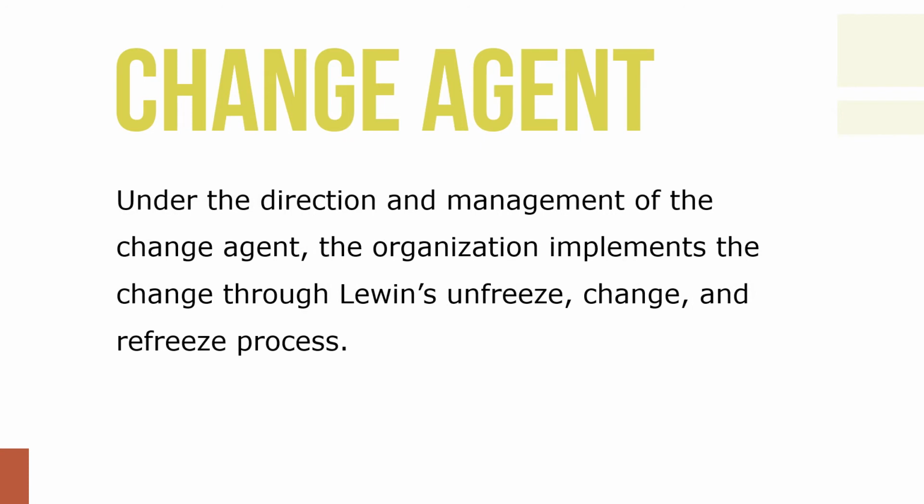An internal change agent is likely to know the organization's people, tasks, and political situations, which may be helpful in interpreting data and in understanding the system. But an insider may also be too close to the situation to view it objectively. An outsider, then, is often received better by all parties because of his or her assumed impartiality. Under the direction of management and the change agent, the organization implements the change through Lewin's unfreeze, change, refreeze process.